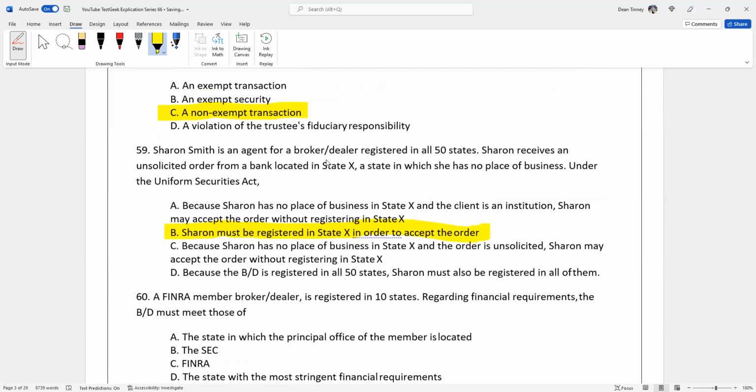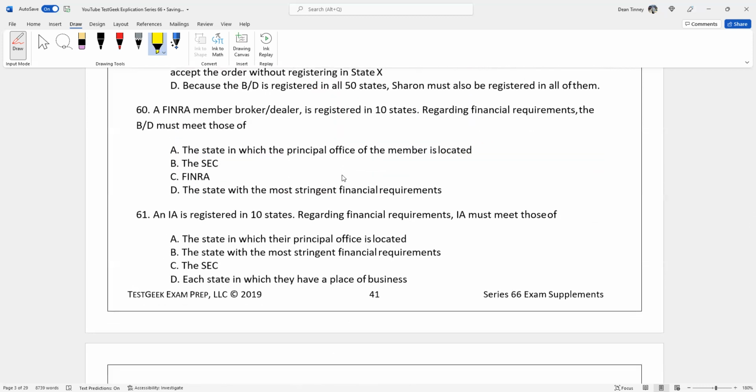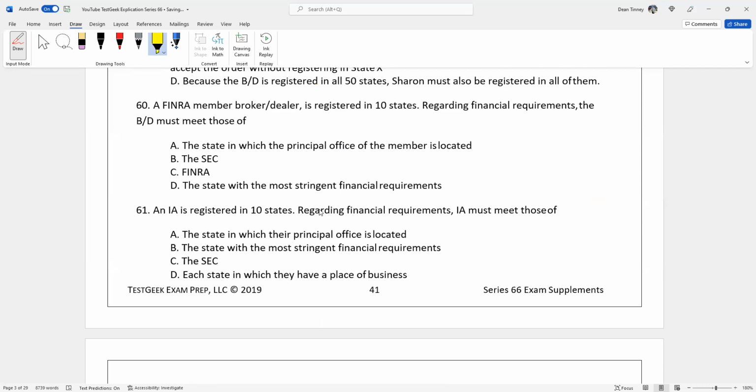Key point, make sure when you're doing questions, you're paying attention about whether you're being asked about broker-dealers or investment advisors. A FINRA member broker-dealer is registered in 10 states. Regarding the financial statements, again, this is not an investment advisor, 10 grand, 35 grand. No. This is a broker-dealer, and the capital standards, the financial requirements of a broker-dealer are set by the SEC. And therefore the state cannot impose upon a broker-dealer a higher standard than that of the SEC. So again, this is a spot-on question Brian has here. I think that's a good poor man's flashcard.